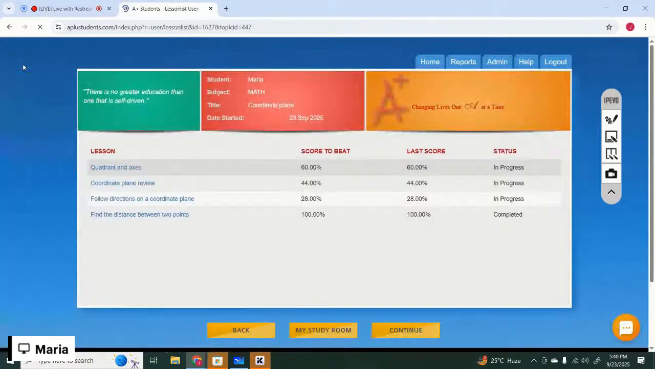So we were working on grade 8 math. The chapter we were working on is the coordinate plane. The lessons we have covered today are quadrants and axes, coordinate plane review, follow directions on a coordinate plane, and find the distance between the 2 points.